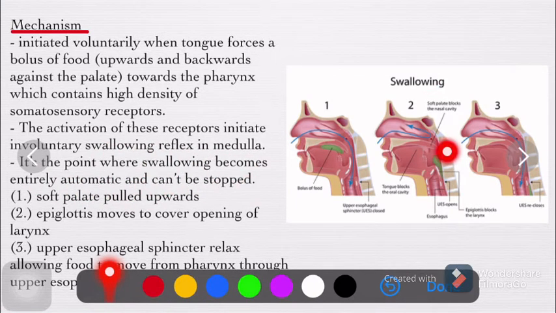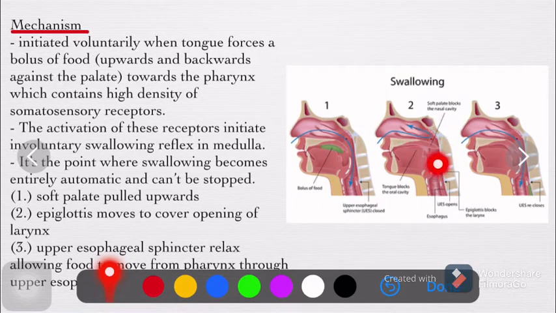Since it is an involuntary step, it is the point where swallowing becomes entirely automatic and hence we cannot control it anymore, nor can it be stopped. Now, what are the different events which take place during this whole process of involuntary action? The first is that the soft palate is pulled upward. Secondly, the epiglottis moves to cover the opening of the larynx.